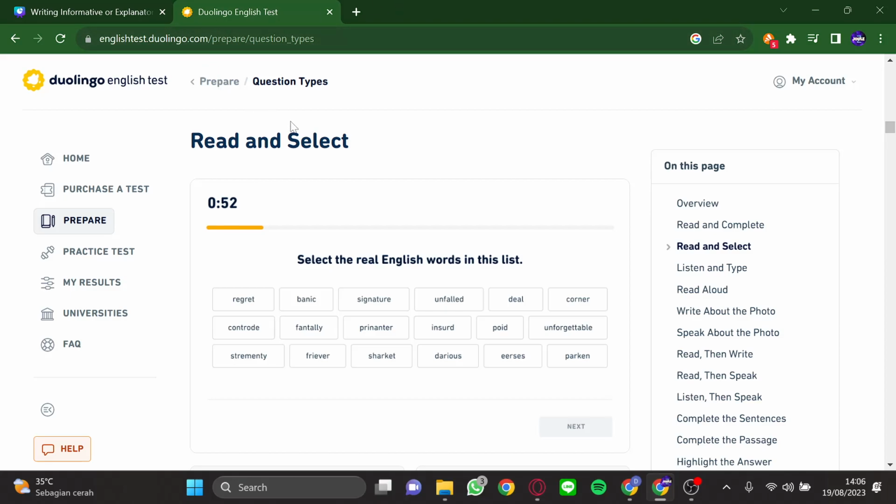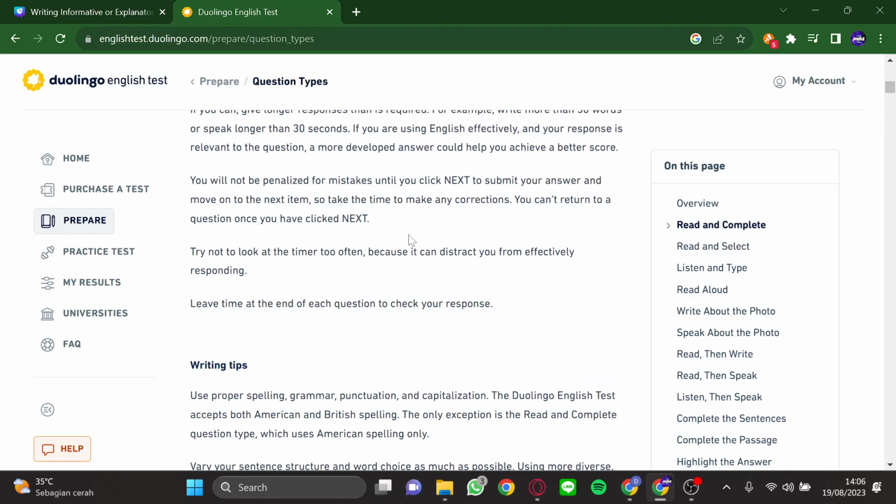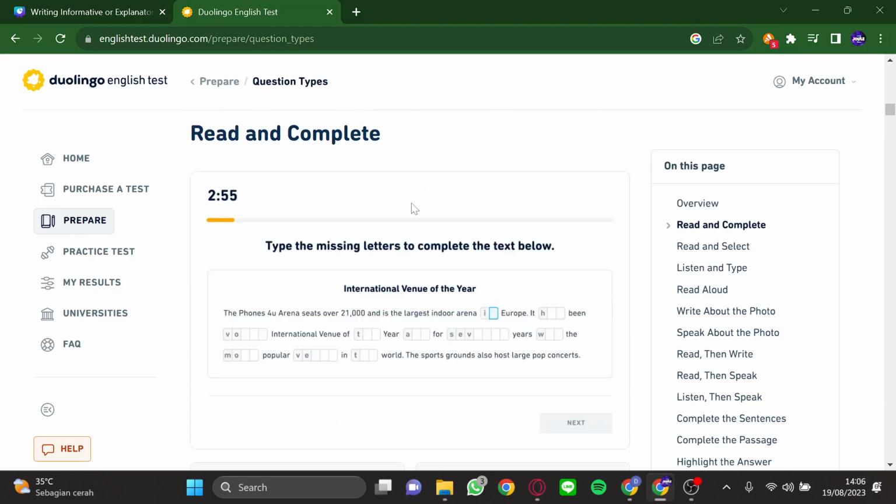the website for Duolingo English Test and get to prepare. There will be the full explanation of the question types and the tips.